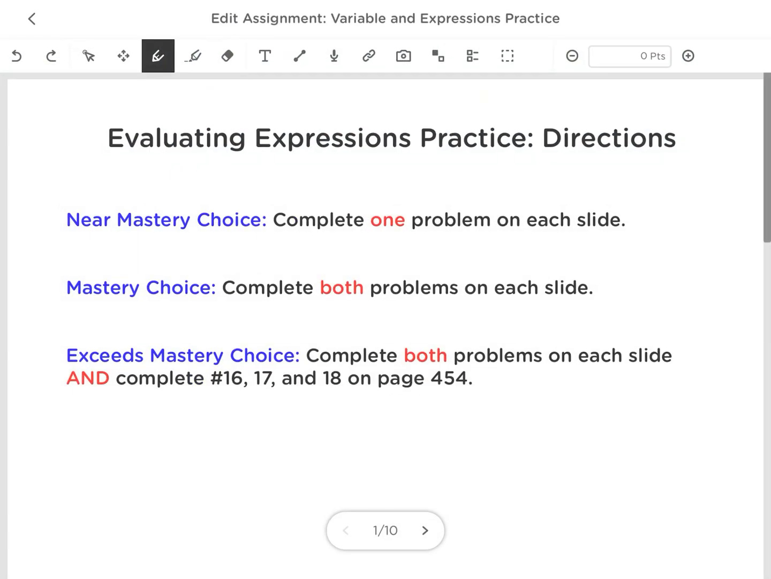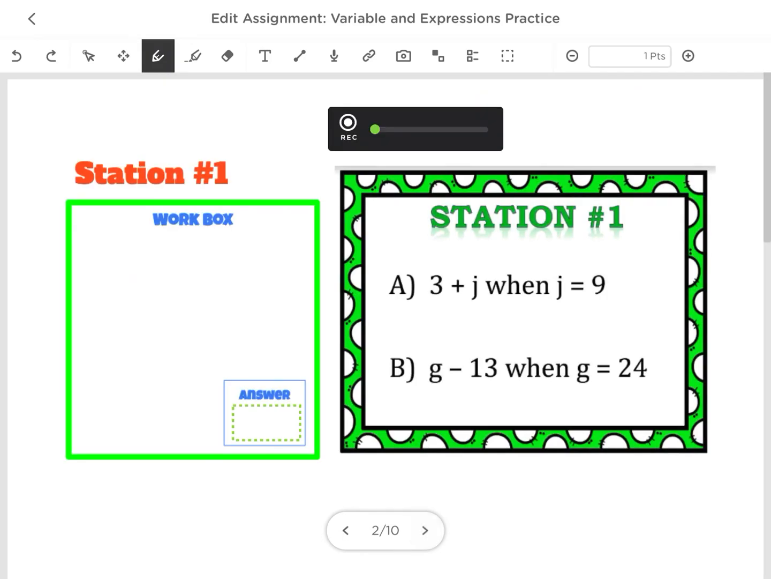And on the first slide, you'll see it tells you the directions. So for near mastery, you're going to complete one problem on each slide. Mastery, you're going to complete both problems on each slide. And for exceeds mastery, you're going to complete both problems on each slide, and you're going to complete numbers 16, 17, and 18 on page 454.